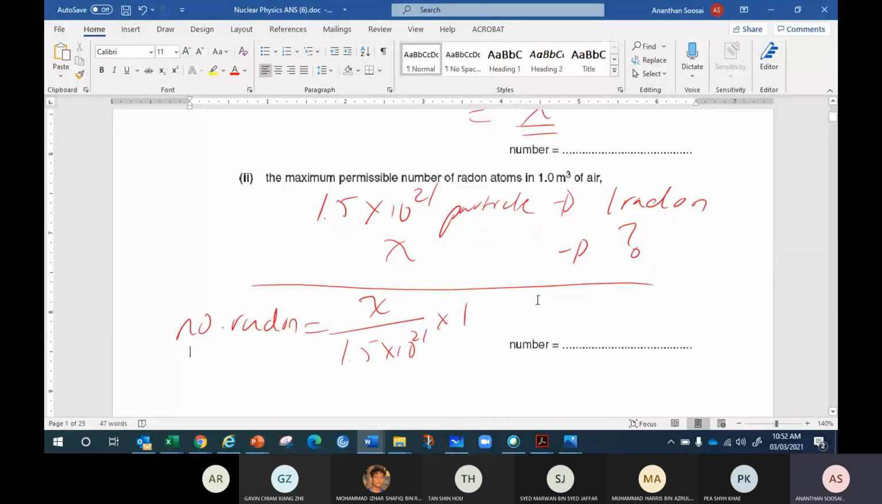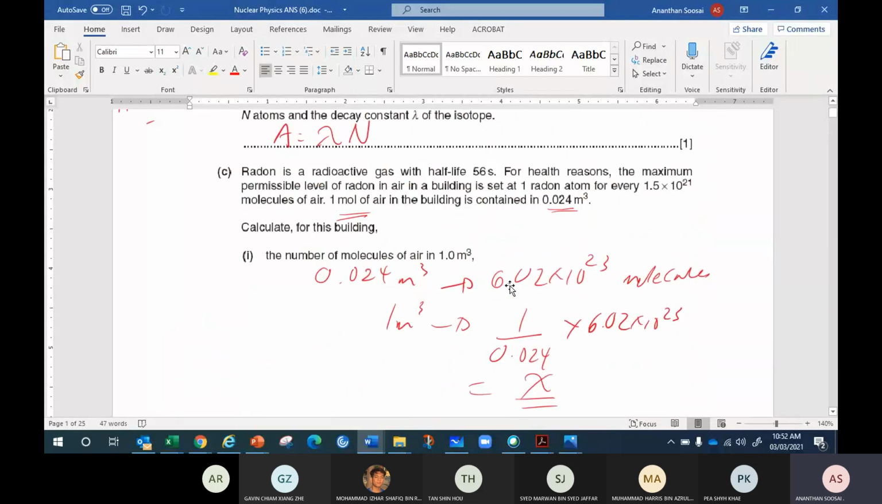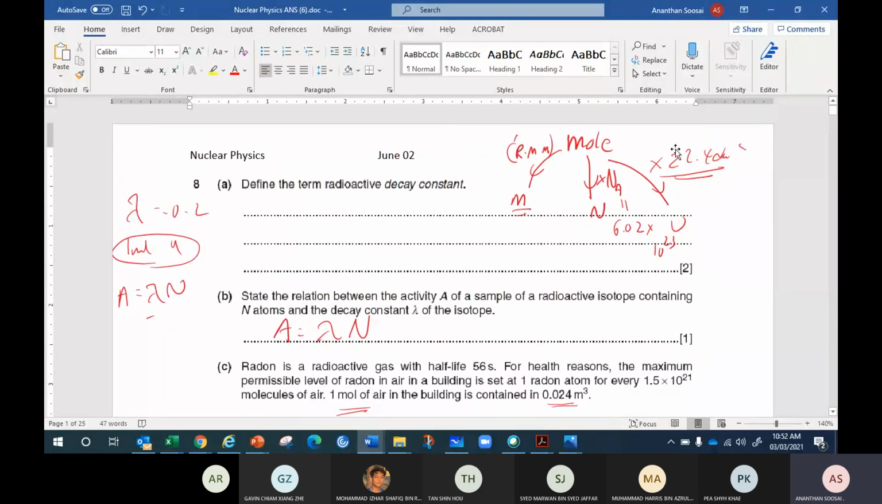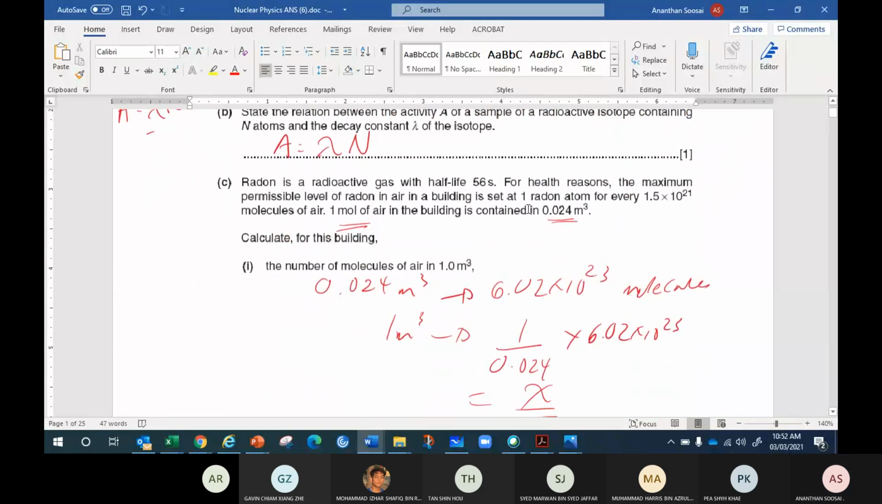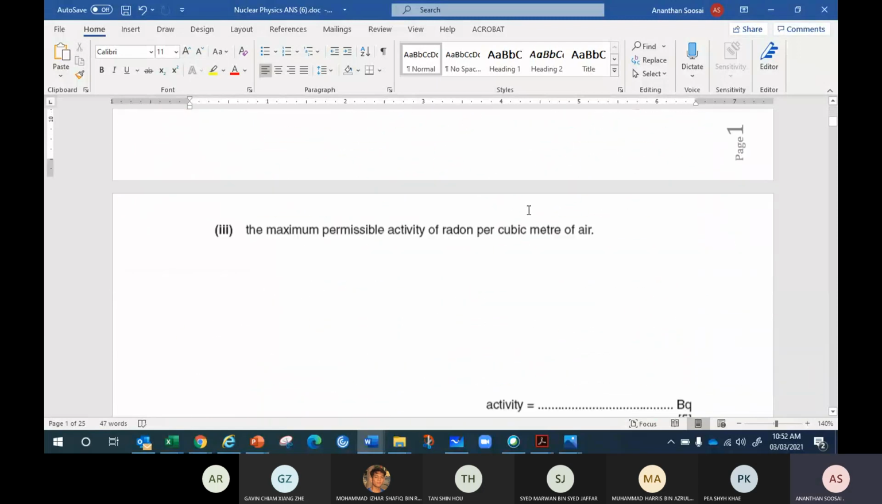Get the number of radon. So this is totally chemistry, you know. Just using the mole concept, identifying how many particles are available. That's why I say the mole concept we have to remember. Mole to N, mole to mass. Better recall it back.